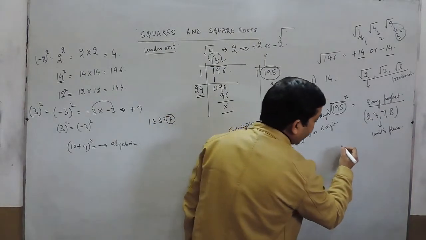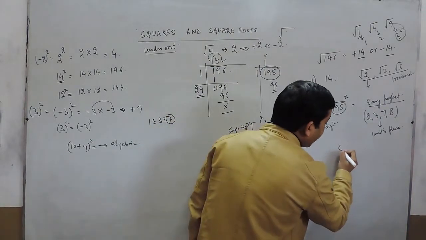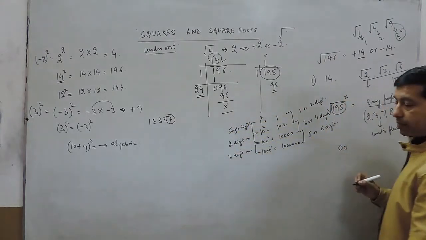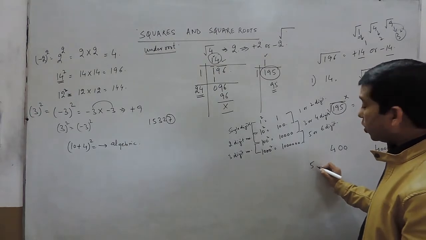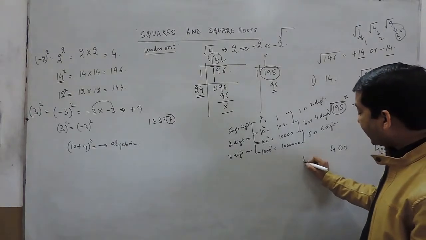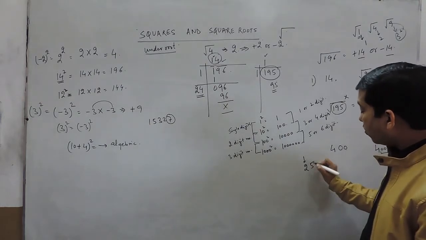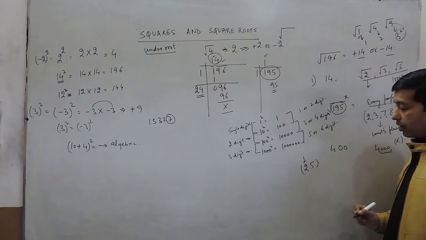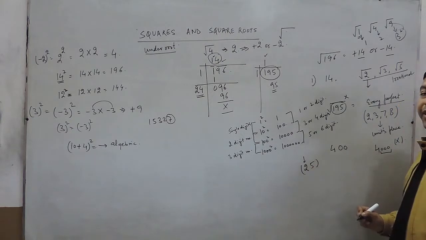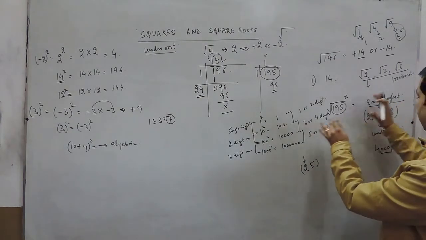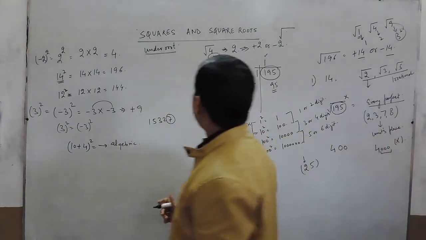Another thing is, in a perfect square, at the end, the number of zeros must be in pairs. I can say 400 can be a perfect square, but 4000, because there are 3 zeros, not in pairs, can never be a perfect square. The third thing is that if the units digit is 5, then the tens digit must be 2 for the number to be a perfect square. If the last digit is 5 and the digit before it is anything except 2, definitely it is not a perfect square. So there are certain rules for a number to be a perfect square.